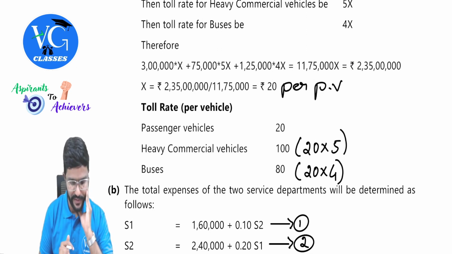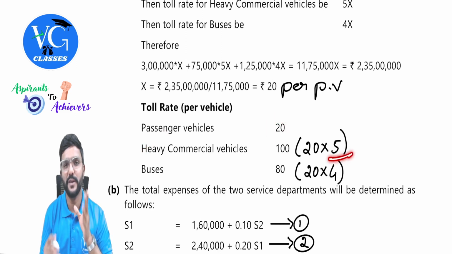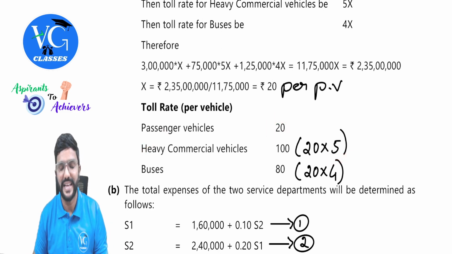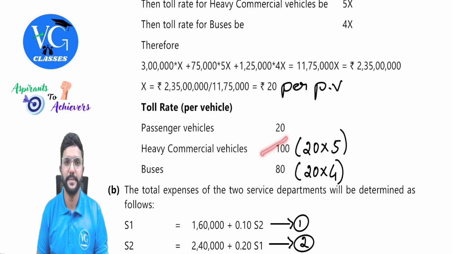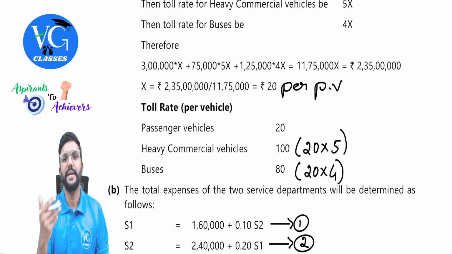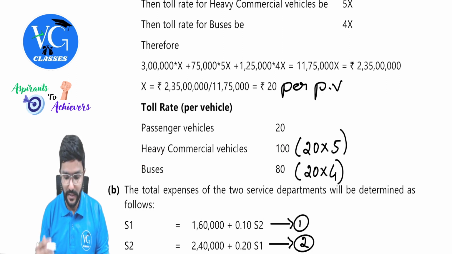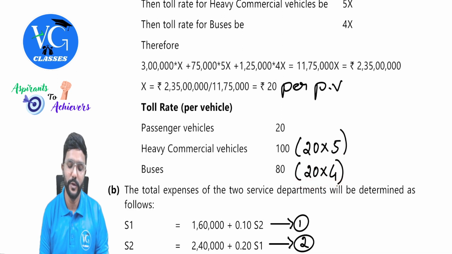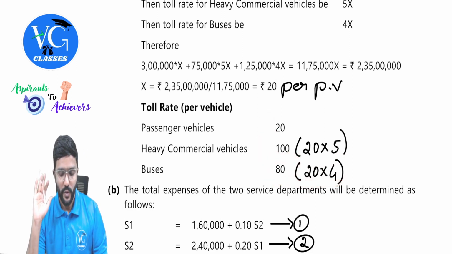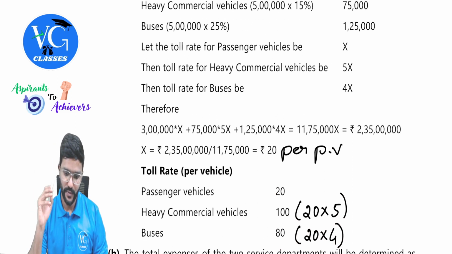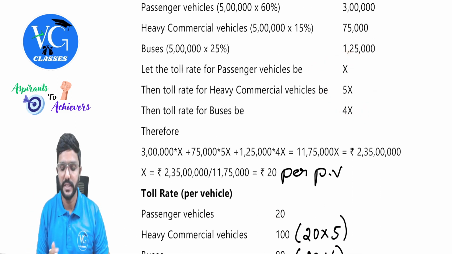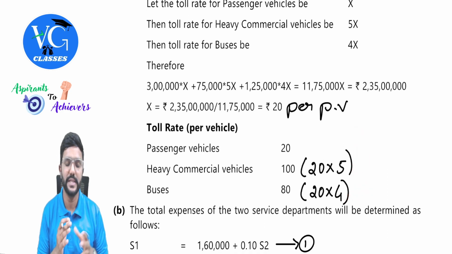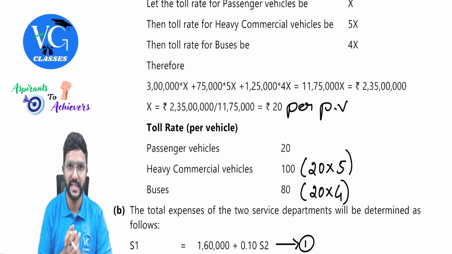Yeah, for valuing WIP. Heavy commercial vehicles, 20 into 5, because it is 500% of passenger vehicles. So it is 100. Whereas for bus, it is 400% of. 400% more, I guess. Correct? Yes, sir. So into 4 I will do. 20 into 4. We will get 80. This is the second requirement. Hope you understood. So whatever rate format we have put here, now the same thing we are using to calculate the toll rate per each category of vehicles, guys.